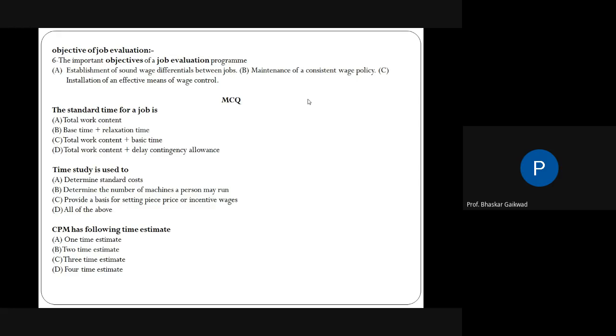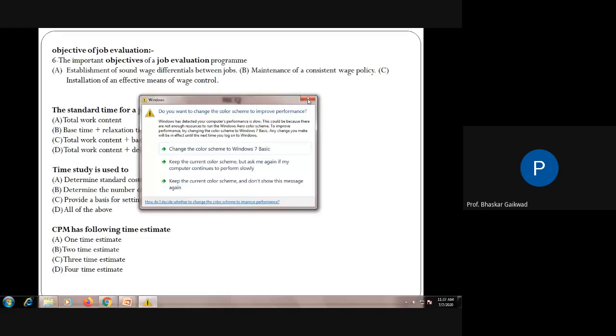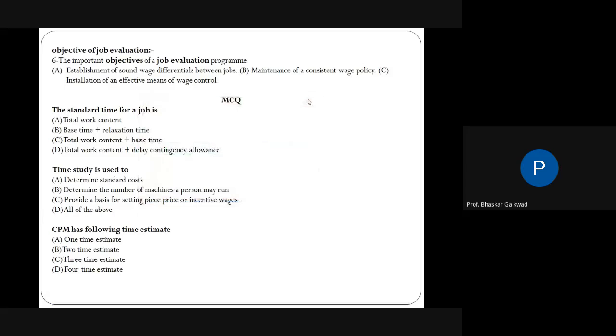Next, we are going to see the multiple choice questions and assignment questions related to work measurement. There are many multiple choice questions, but here I have given certain questions. You just have to go through these, try to explain them yourself in brief, and also write the assignment related to this.